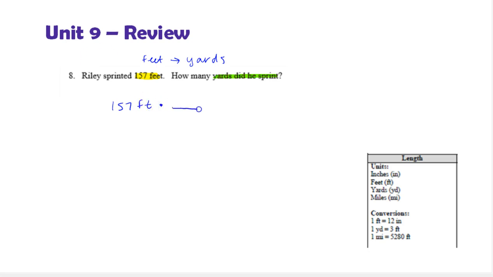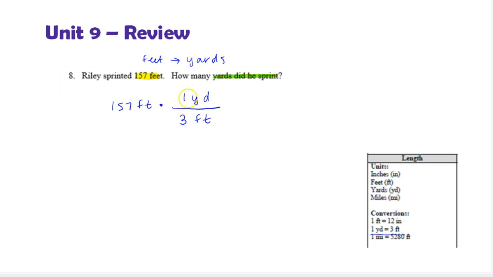Set up a multiplication and a ratio, and now we're going to find the relationship between feet and yards. So here's a table of length and some conversions, and notice 1 yard equals 3 feet. Now I want the feet to cancel. The feet are on top, so I'm going to put the 3 feet on the bottom and the 1 yard on the top. Okay. And notice 1 yard divided by 3 feet equals 1.